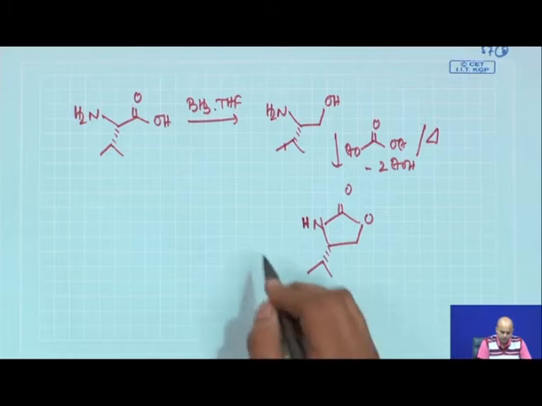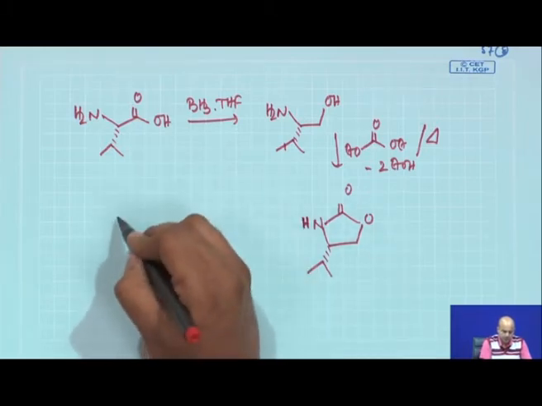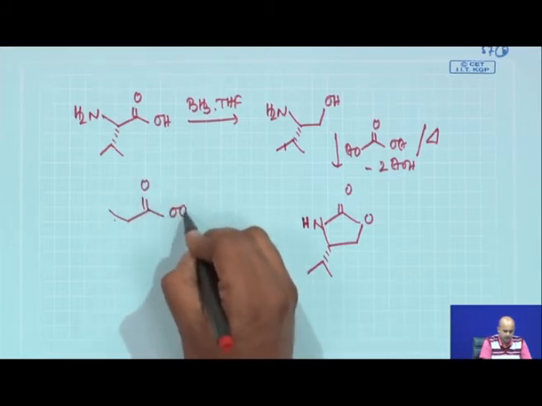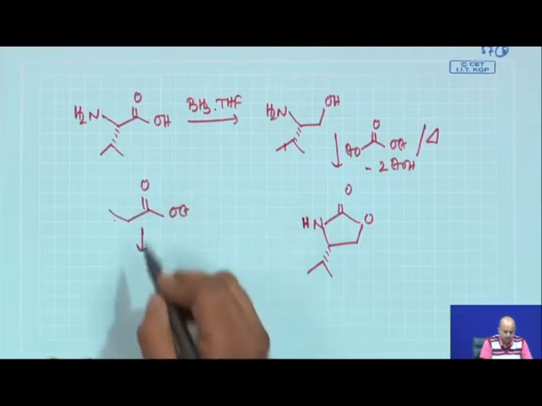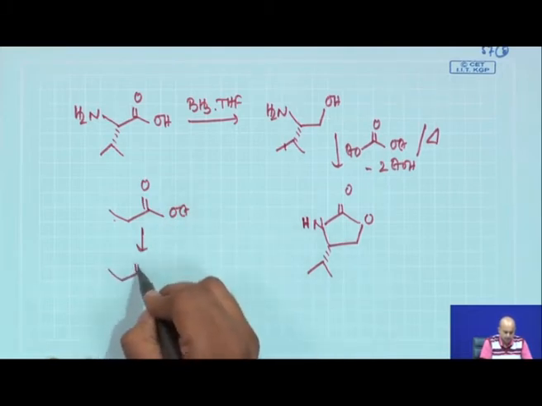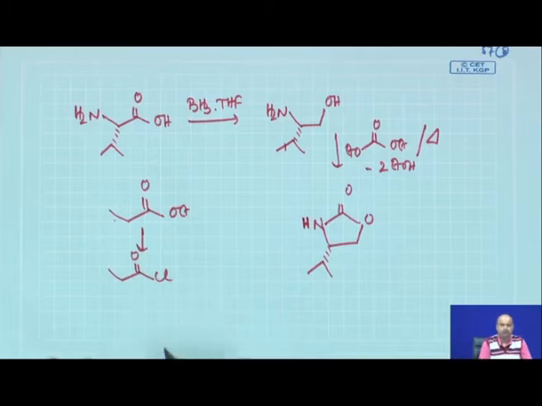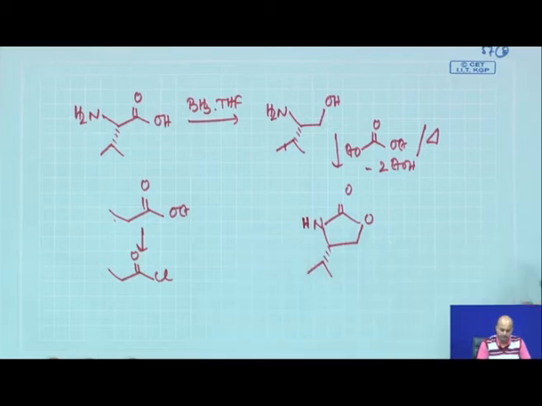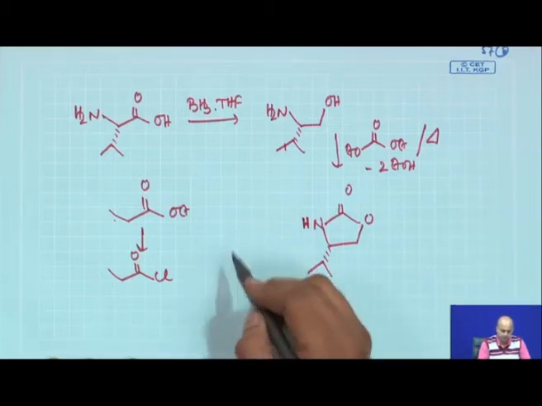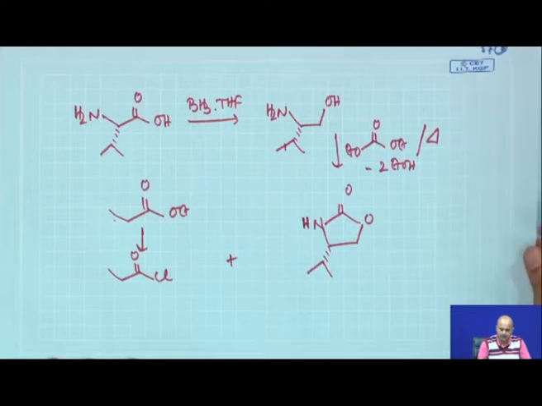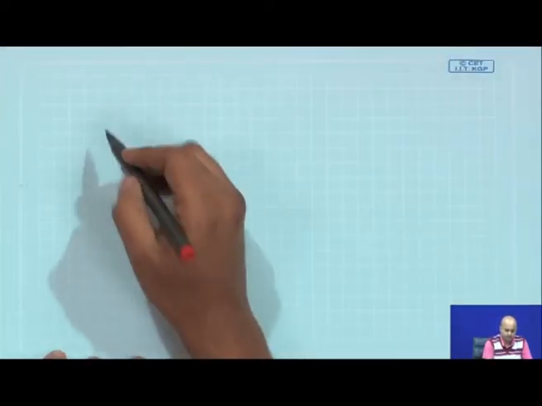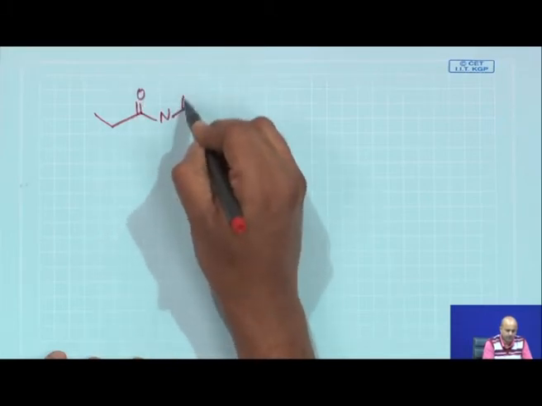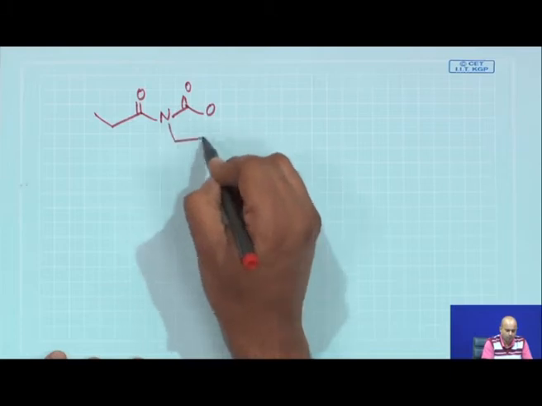The oxazolidinone is a cyclic structure, and the covalent attachment will now be possible through this amide nitrogen. Now, I have given you a propionate. This propionate you can easily convert to the corresponding propionyl chloride. Now, chloride and amine can easily be coupled. Once you couple this chloride and amine in the presence of a base, you get this N-acyl oxazolidinone.